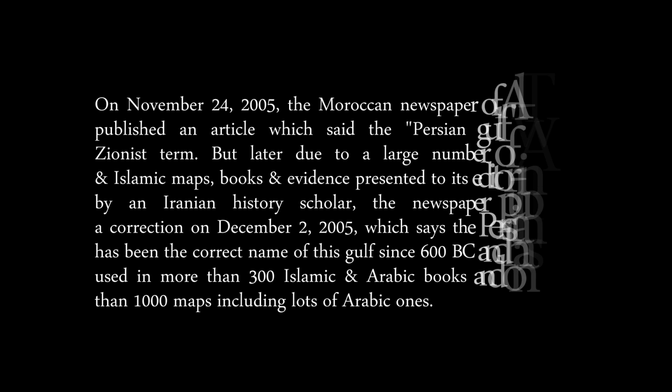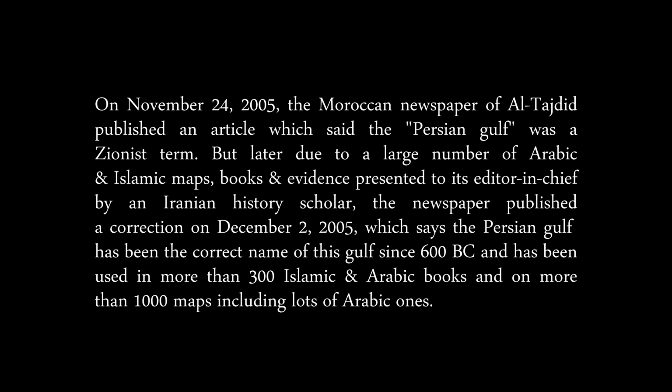On November 24, 2005, the Moroccan newspaper of Al-Tajdid published an article which said the Persian Gulf was a Zionist term. But later due to a large number of Arabic and Islamic maps, books and evidence presented to its editor-in-chief by an Iranian history scholar, the newspaper published a correction on December 2, 2005, which says the Persian Gulf has been the correct name of this gulf since 600 BC and has been used in more than 300 Islamic and Arabic books and on more than 1,000 maps including lots of Arabic ones.